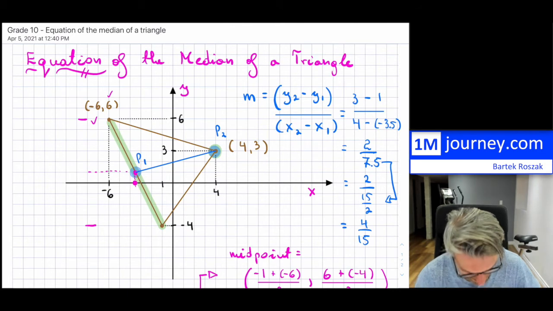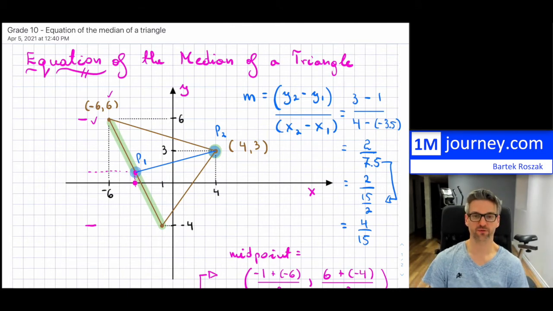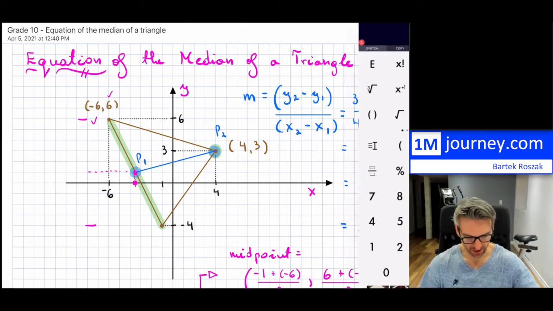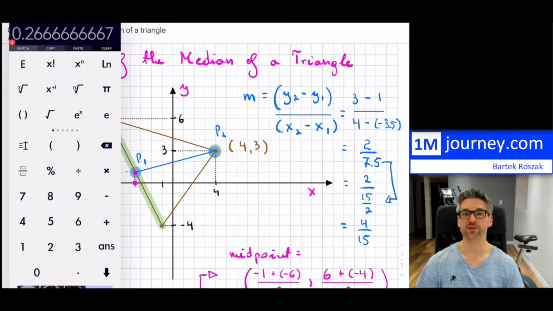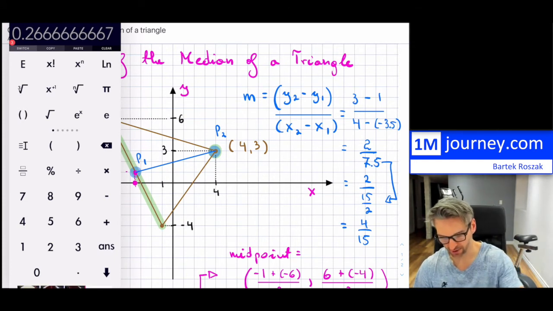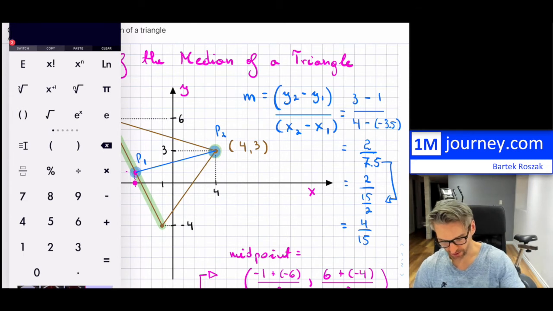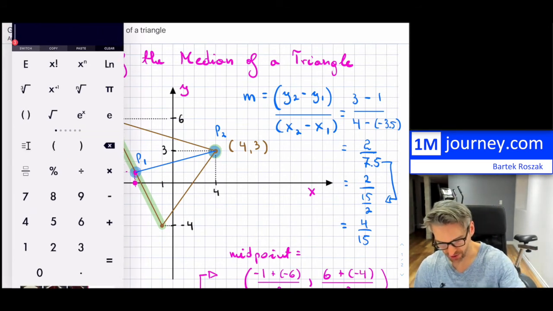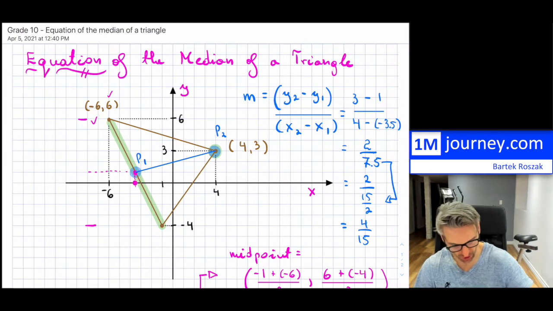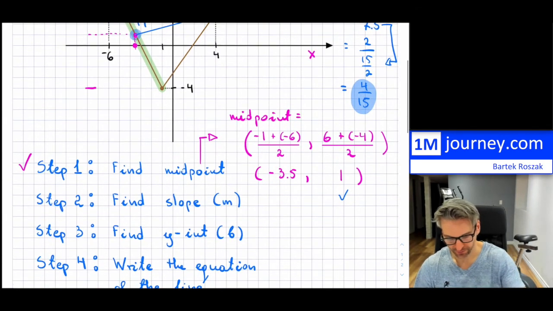So if I'm going to leave the slope as simply 4 over 15, that's exactly the same thing. I just want to show you on the calculator. So 2 divided by 7.5 is 0.2666666, and that's why I didn't want to change it to decimal. And then notice 4 divided by 15 is exactly the same thing. So I'm going to keep it as a fraction. So here is my slope. All right, so now I have a slope. That takes care of step number 2.